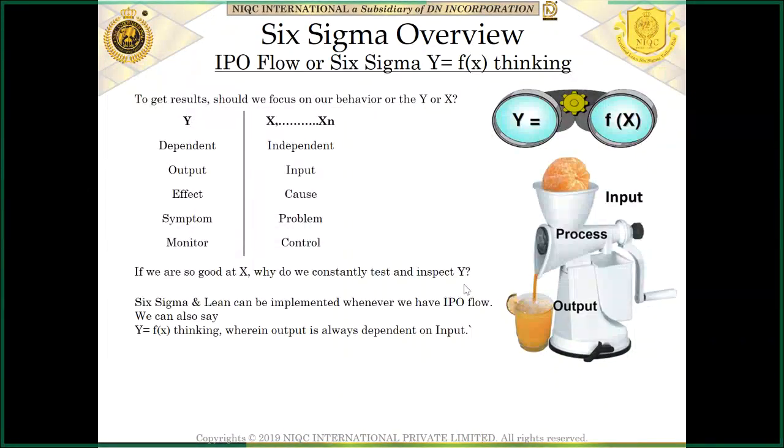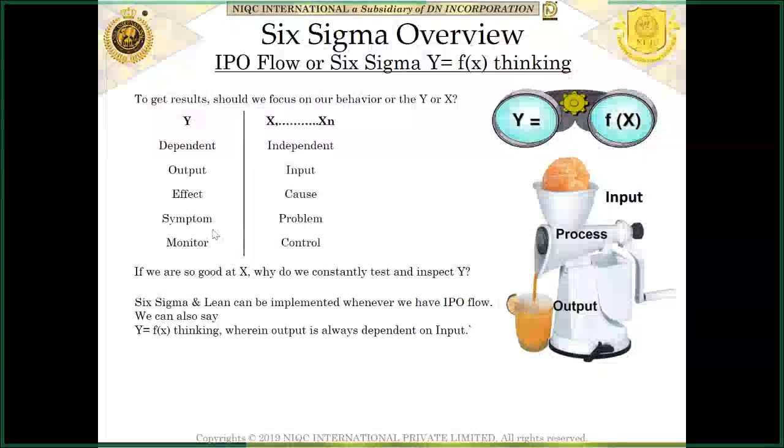So we'll be using this terminology more often now, Y equal to f(X). Y is dependent, X is independent. Y is output, which is the result, X is input. Y is your effect, which means the outcome, X is called the cause or reason. Y is symptom, X is a problem.